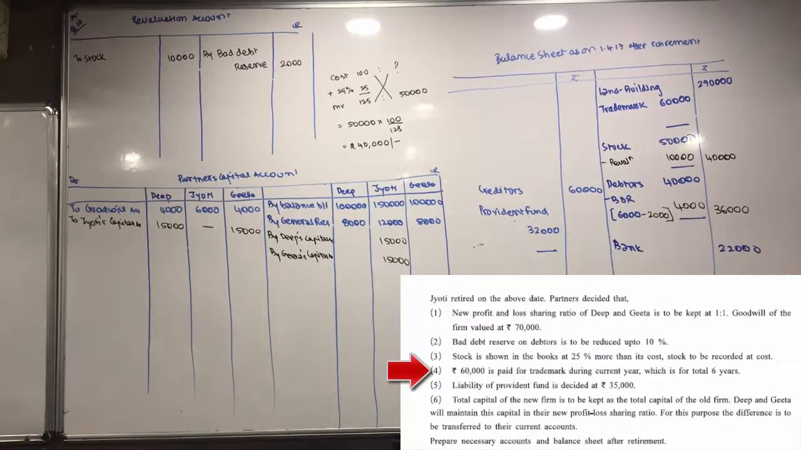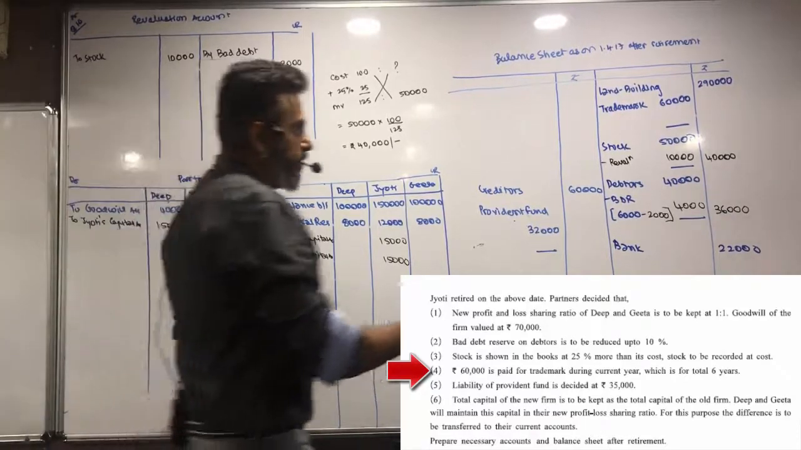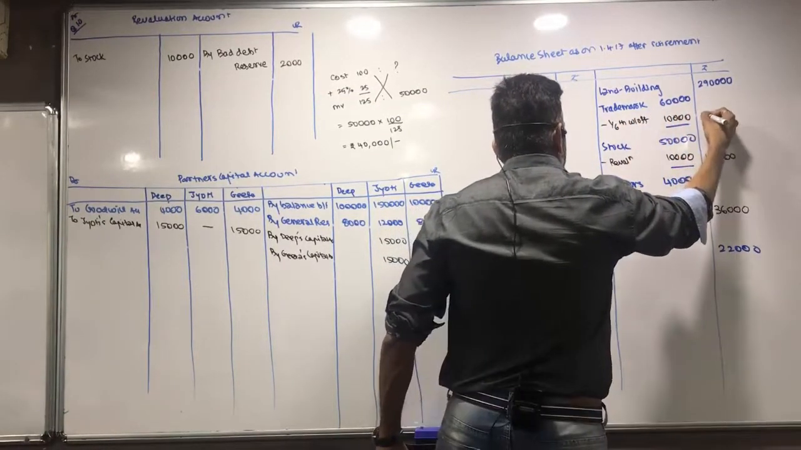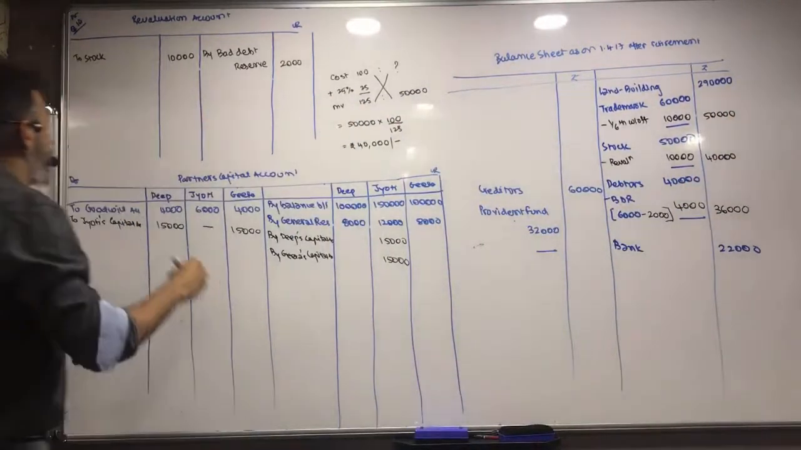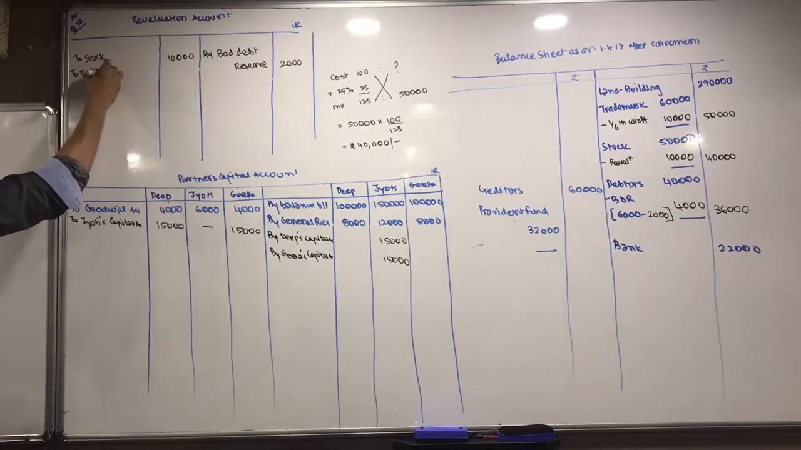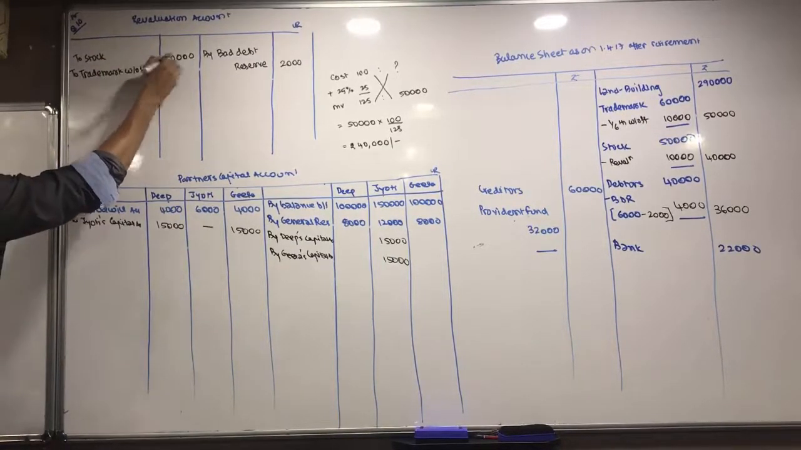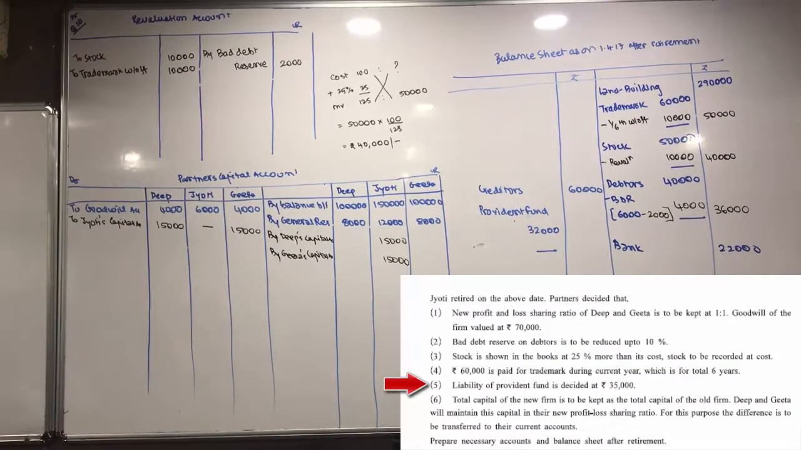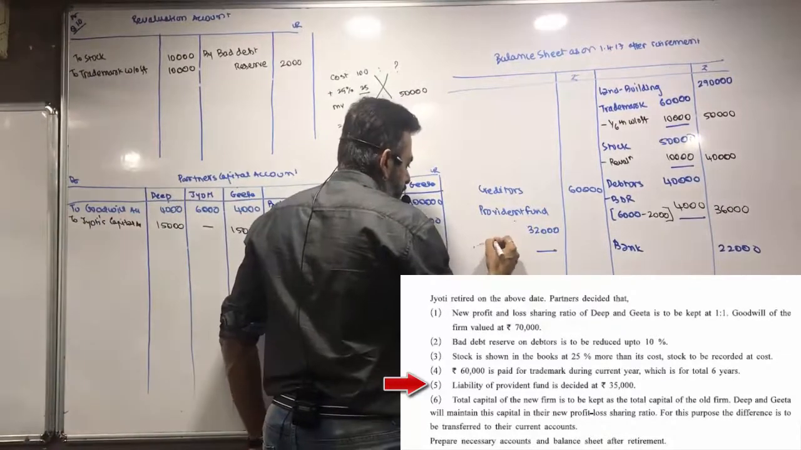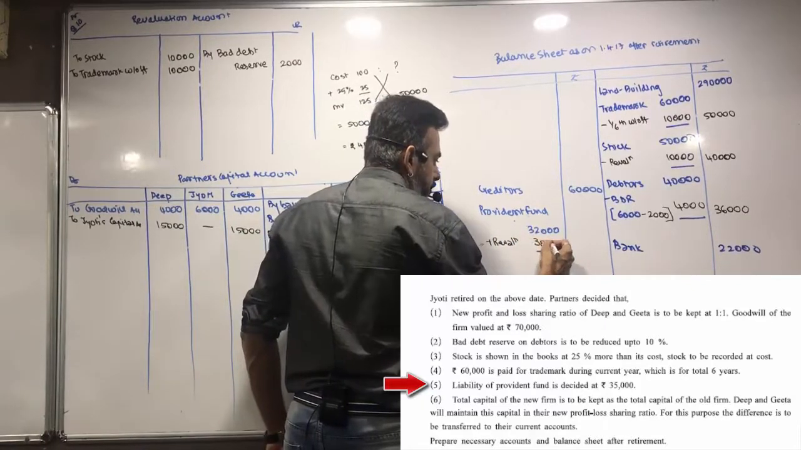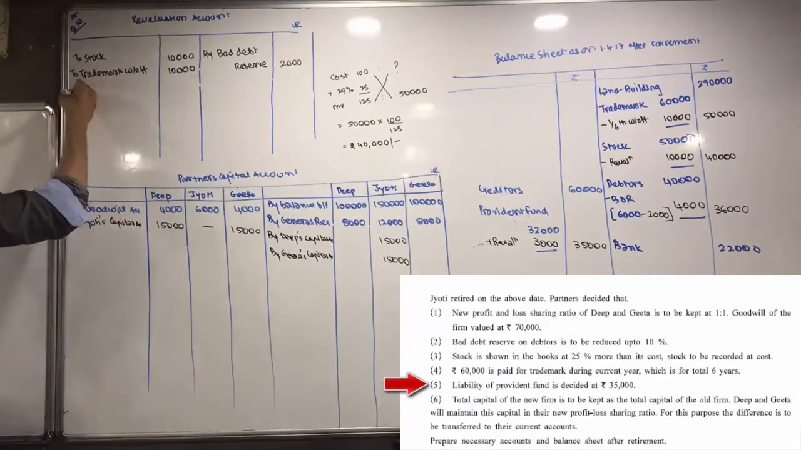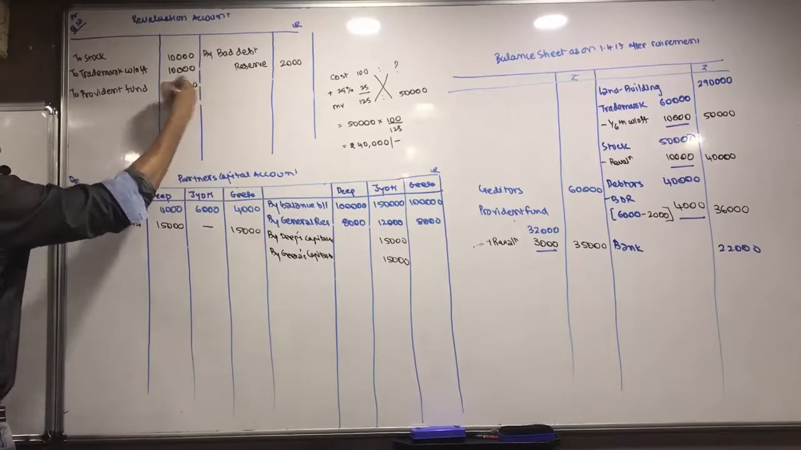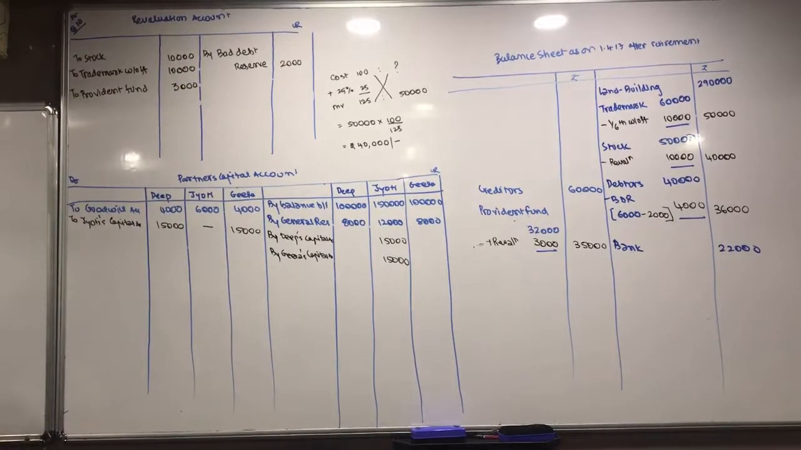60,000 is paid for trademark during the current year, which is for total 6 years. So minus 1/6 to trademark written off, 10,000. Next. Liability of provident fund is decided at 35,000, plus revaluation 3,000 to provident fund. That's it. Okay, let's find the revaluation profit and loss.